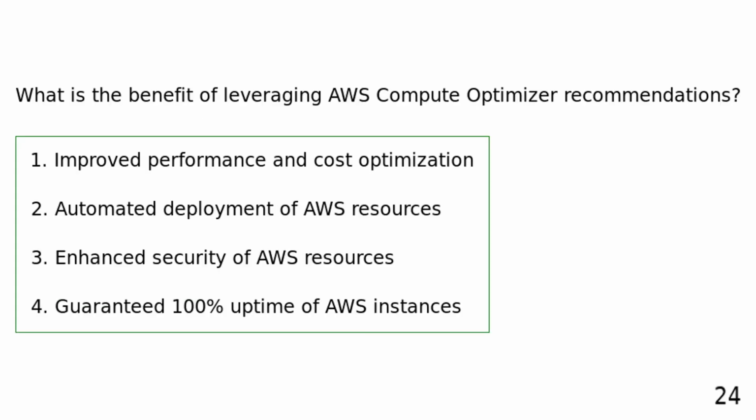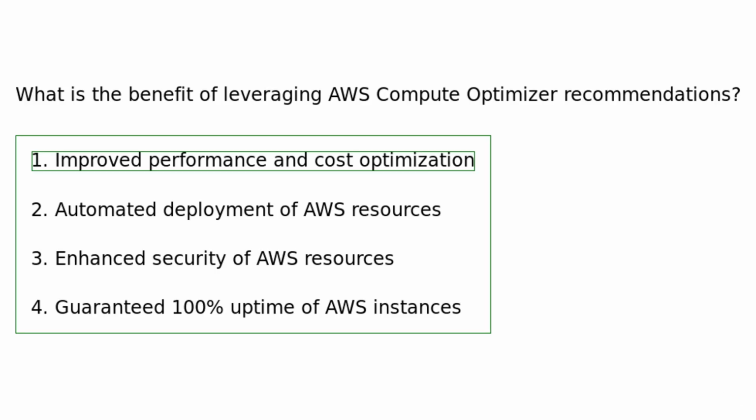What is the benefit of leveraging AWS Compute Optimizer recommendations? Improved performance and cost optimization. Automated deployment of AWS resources. Enhanced security of AWS resources. Guaranteed 100% uptime of AWS instances. Leveraging AWS Compute Optimizer recommendations can lead to improved performance and cost optimization by using the most appropriate instance types and sizes for workloads.